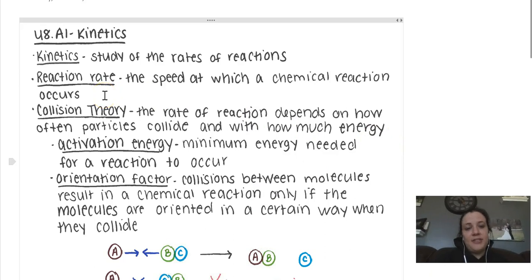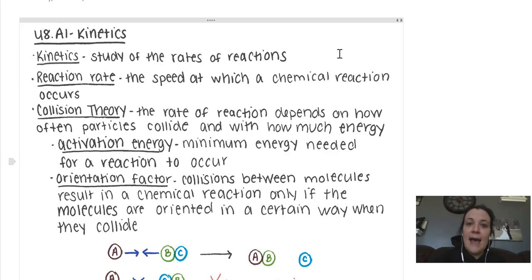So Unit 8, Acquisition 1 is all about kinetics. So what are kinetics? Kinetics is the study of the rate of reaction. So we're going to spend a lot of time talking about how to speed up a reaction, how to slow down a reaction, what factors influence how quickly or how slowly a reaction can occur. When we're talking about kinetics and these types of relationships, we're usually going to be talking about reaction rate rather than reaction time. So reaction rate is the speed at which a chemical reaction occurs.